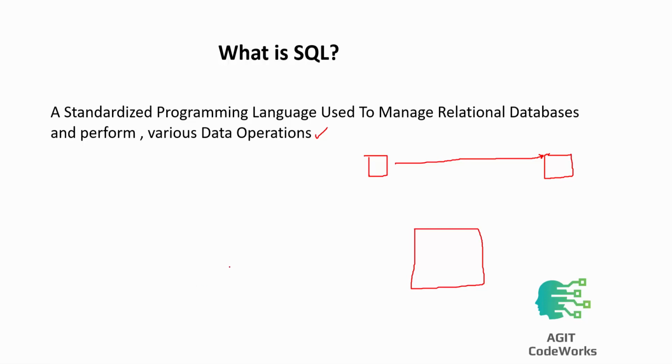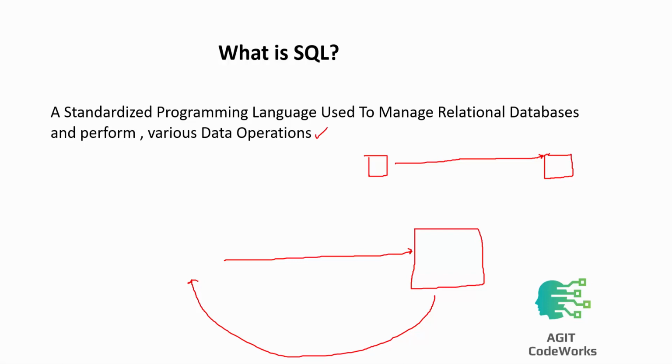What SQL basically does for us is help us control information, select records, view records, modify records, and set up various record structures. All we need to do is push SQL into the database. This is called a query, and then it gives us back a response. So SQL is basically a standardized programming language for managing relational databases and performing various data operations.